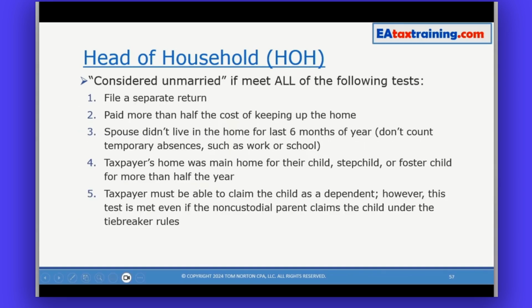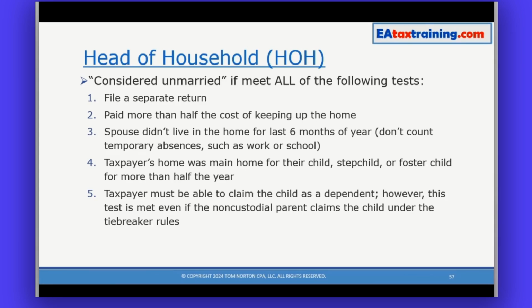So let's now talk about that considered unmarried thing. What does that mean, considered unmarried? Well, it's a very narrow circumstance. You have to meet these very specific criteria. You have to meet all of these criteria. You have to file a separate return from your spouse. You have to have paid more than half the cost of keeping up the home. Your spouse cannot have lived with you for the last 6 months of the year. And here, the temporary absences work in the other direction. It can't just be that your spouse was away on a business trip for the last 6 months of the year.